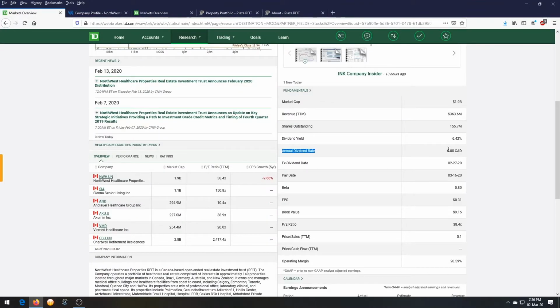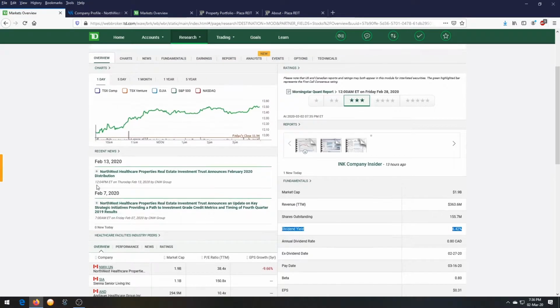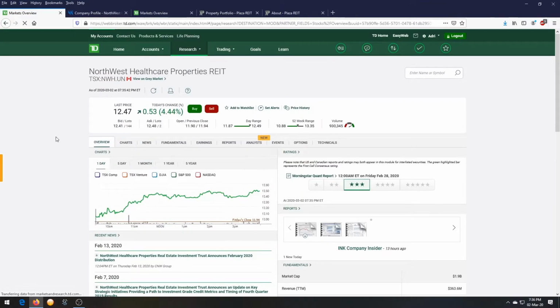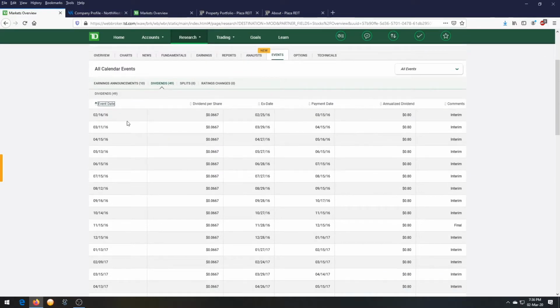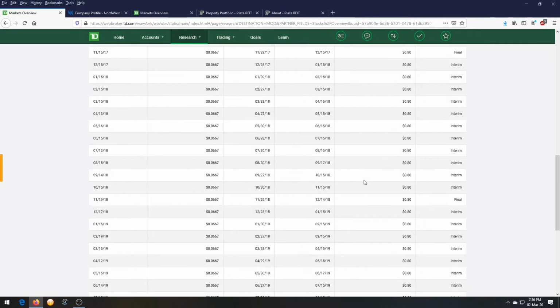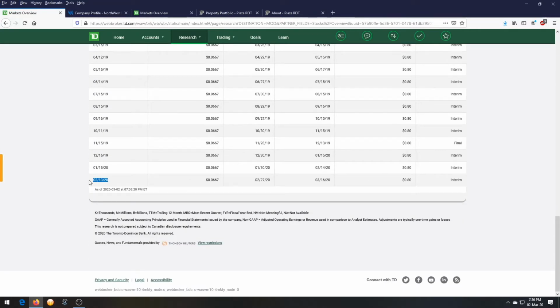Their annual dividend rate is 80 cents a share, which translates to a dividend yield of 6.42% annually. That's a pretty good yield. Let's check out the last 5 years of dividends. These guys give a dividend every month, which is good. As you can see here in 2016, it was 80 cents. And if we scroll down all the way to 2020, it's still 80 cents. So very, very consistent income.